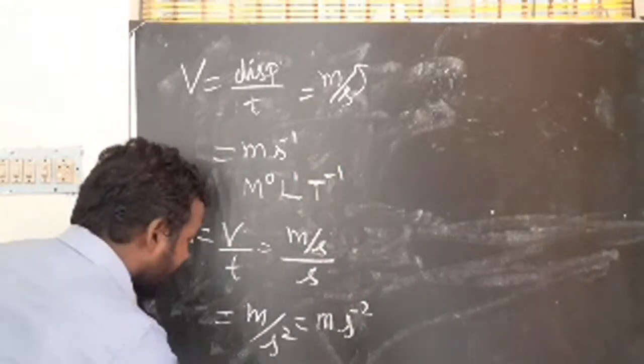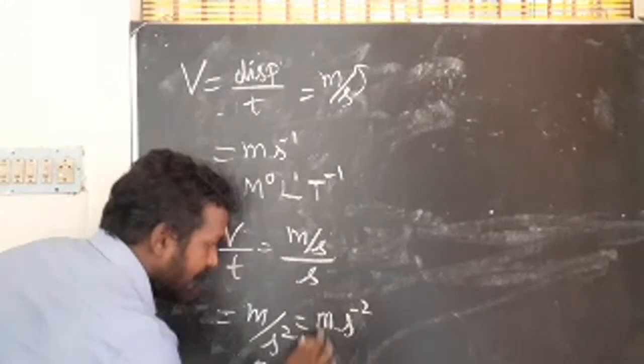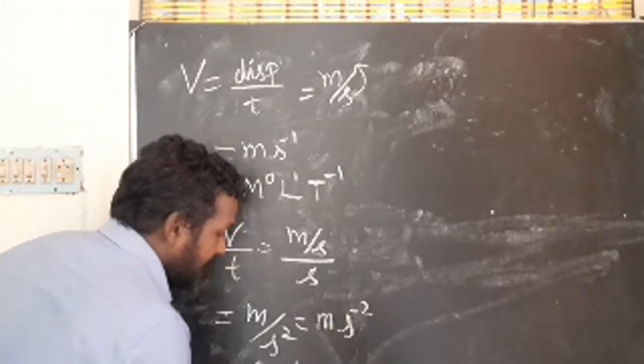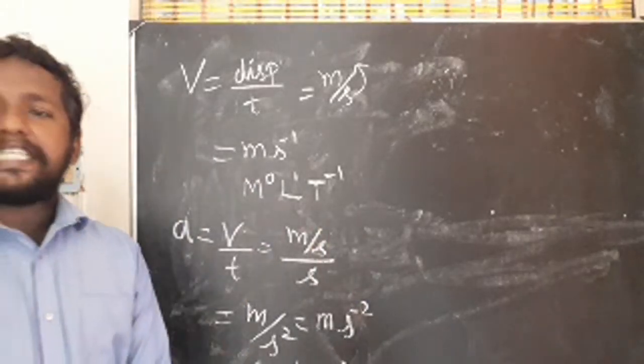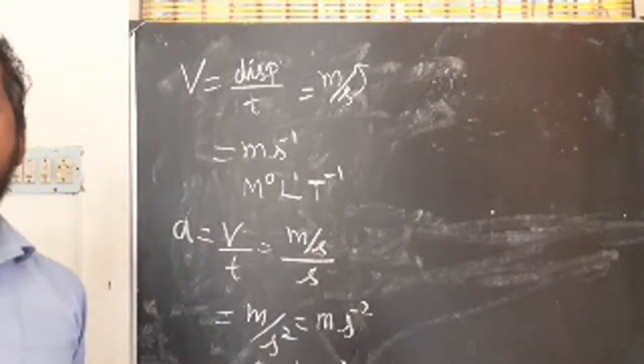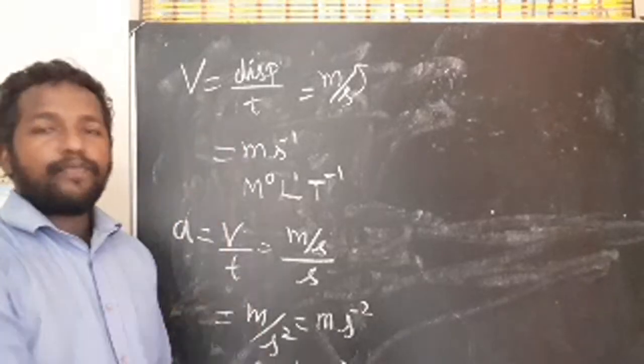So M power 0, there is no mass here. Meter is going to be the length, time is going to be T minus 2. So I got what the acceleration dimensional formula is. Okay, next we are going to do force.